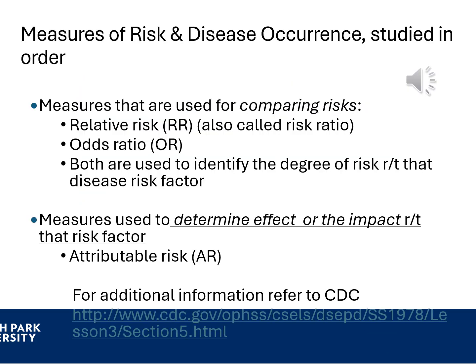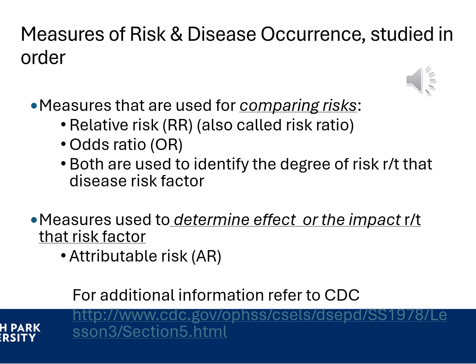On the top of this slide, it reviews both of those measures of risk, relative risk and odds ratio. Both of them allow us to compare risks. But there is another type of risk that's added on the bottom of the slide, which we will start looking at in PowerPoint slides 21 and 22. And that is an attributable risk. That has a different purpose. Attributable risk is valuable to determine the effect or the impact related to that risk factor. So again, the first two compare risks, and the second one determines the impact related to that risk factor on the situation.